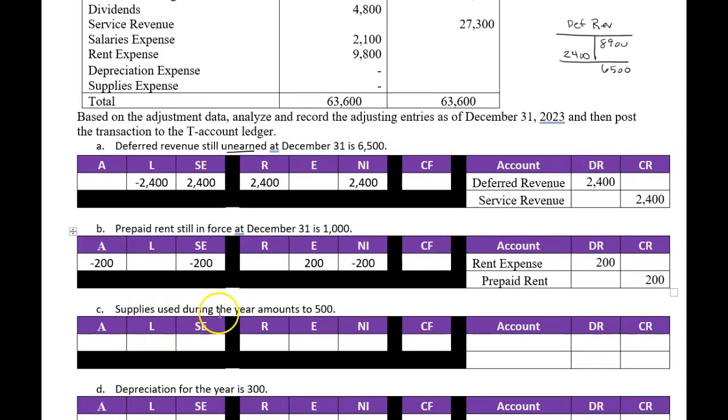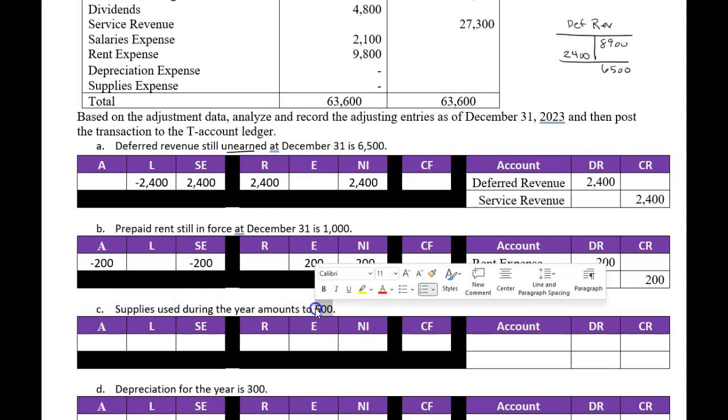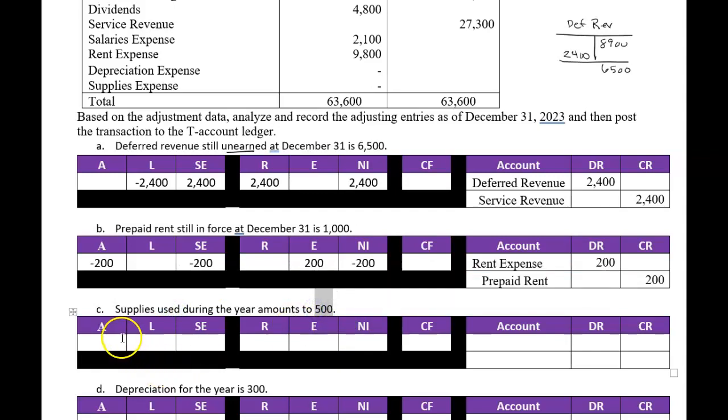All right, supplies used during the year amounts to $500. Now be very careful here. Remember, in the last problem we did, it said supplies on hand at the end of the period. Now this doesn't say on hand. This tells us what we actually used. So we actually used $500. So that means we need to reduce the supplies by $500. Supplies is an asset. So if we use $500, we need to credit supplies for $500.